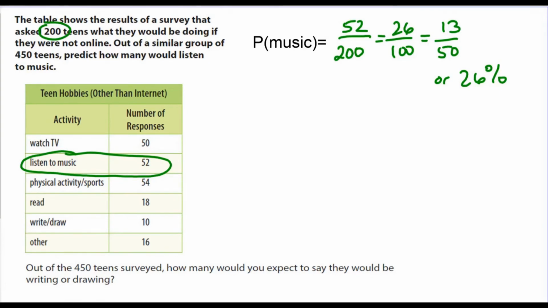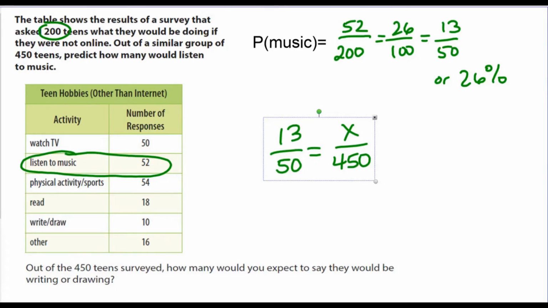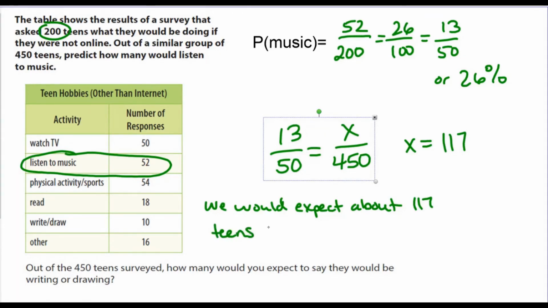So we can use that fact to make a prediction. Well, how many would that be out of 450 similar teens? So I can use any one of these ratios. I can use the percent. I'm going to use the 13/50ths. So if 13 out of every 50 teens would be expected to be listening to music, how many would that be out of 450 similar teens? And if you solve this proportion, you get 117. So we would expect about 117 teens to be listening to music.